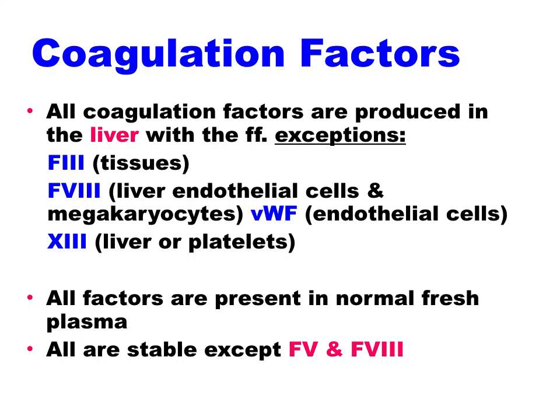So, facts about coagulation factors. It says here that all coagulation factors are produced in the liver with certain exemptions. Factor 3 is formed in the tissues. Factor 8, aside from liver endothelial cells, also comes from megakaryocytes. Then we have the von Willebrand factor, which is produced in the endothelial cells that line the blood vessels. Then we have factor 13, which is produced in the liver or the platelets.